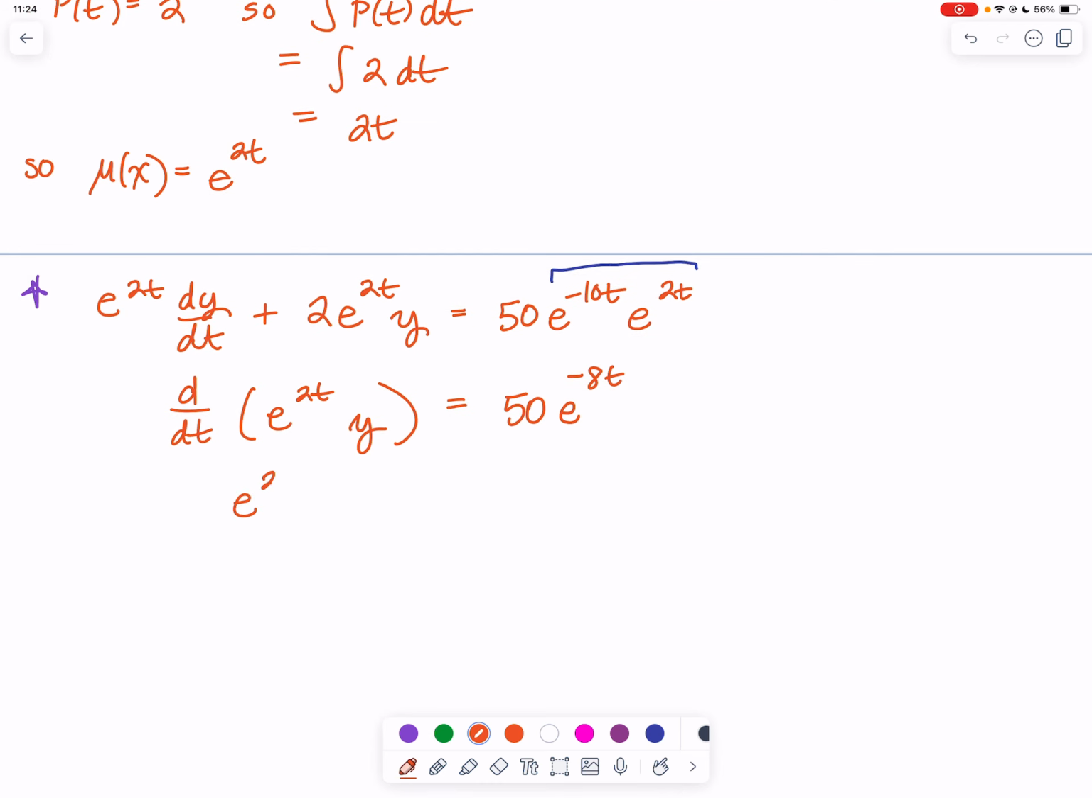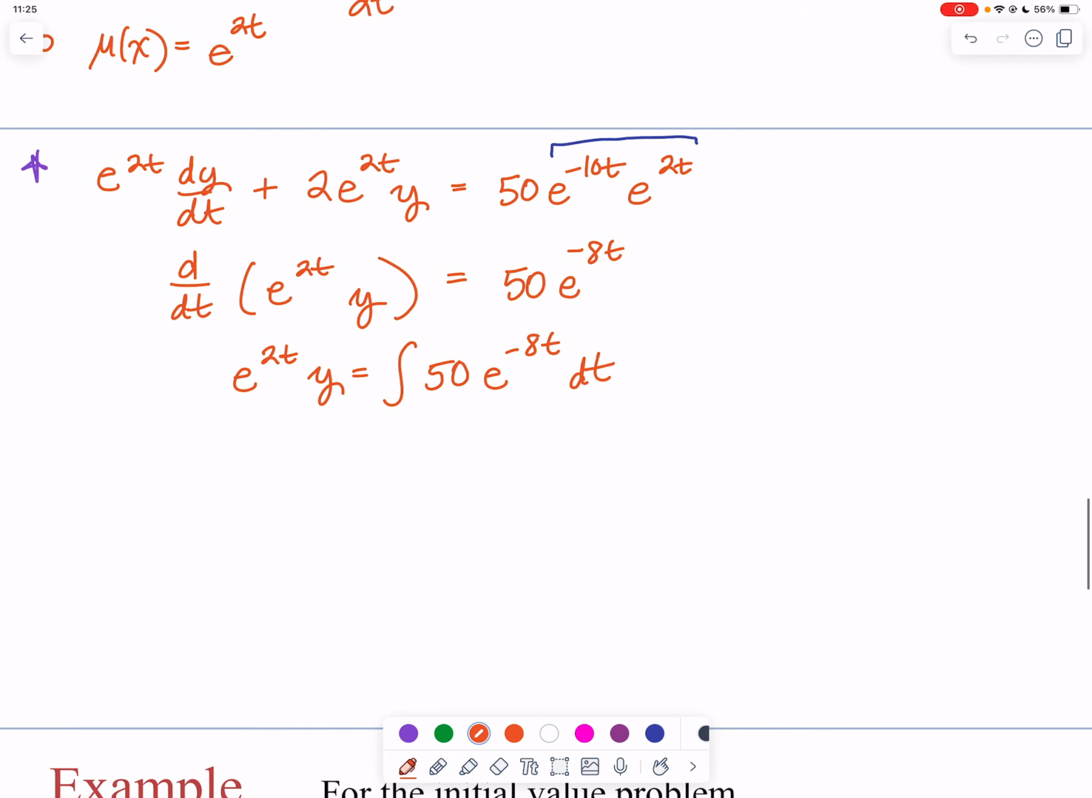So we have e to the 2t multiplied by y is equal to the integral of 50 e to the negative 8t dt. And we have e to the 2t y is equal to negative, and so what we notice here is we will have 50 over negative 8. So we have minus 25 fourths e to the negative 8t plus a constant.